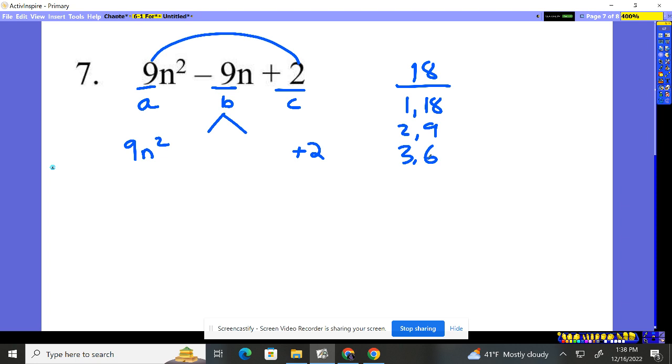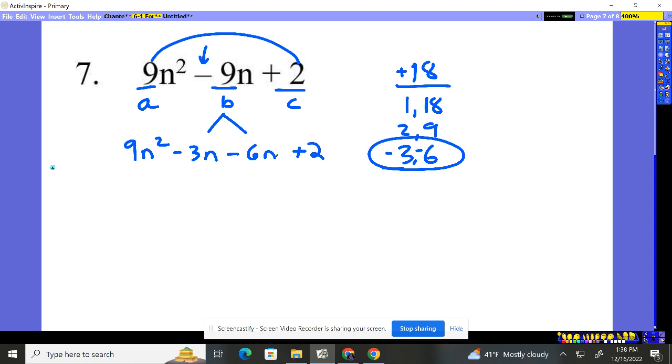Now, it is a positive 18, so either both pieces are positive or both are negative. How do I know they're both going to be negative? Because of the sign here, when I add them together, I need to get a negative. These together, -3 and -6, added together will give you a -9, yet multiplied will give us the positive 18. So what we're going to do here is write -3n and minus 6n.